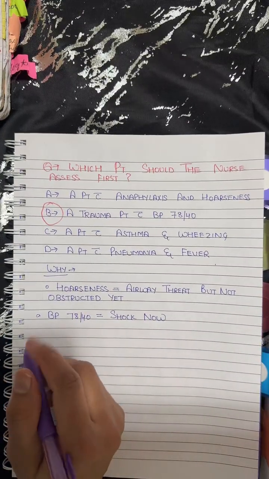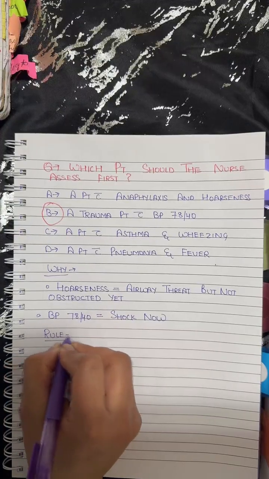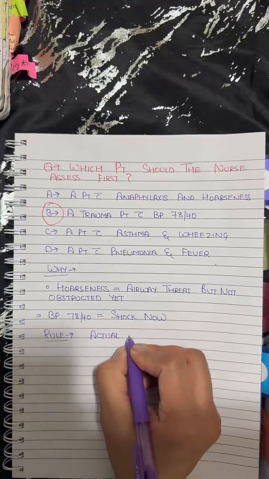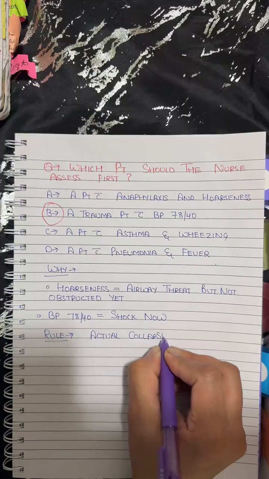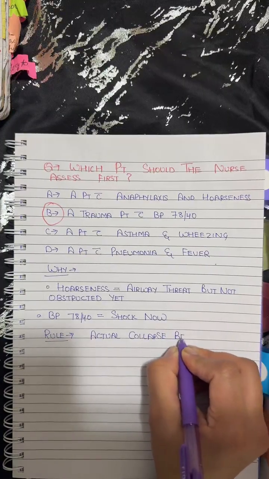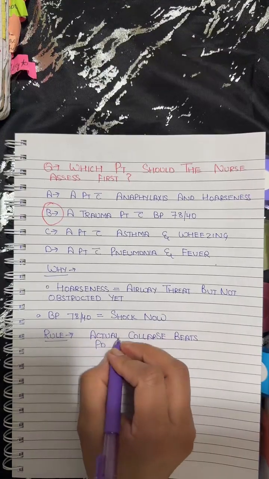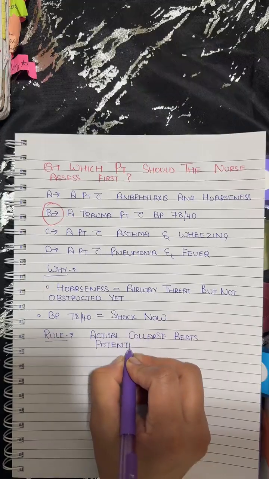Okay, so rule: actual collapse beats potential collapse. Everybody got it?